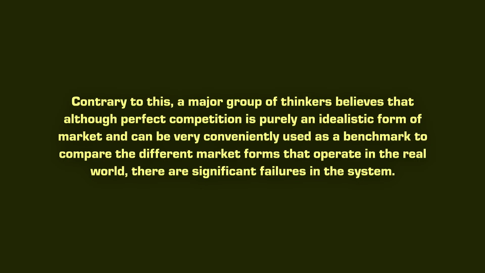Contrary to this, a major group of thinkers believes that although perfect competition is purely an idealistic form of market and can be very conveniently used as a benchmark to compare the different market forms that operate in the real world, there are significant failures in the system. They emphasize the fact that any failure of the market can be very efficiently managed and corrected by the involvement of the government, which can thus improve the pattern of resource allocation and income distribution.